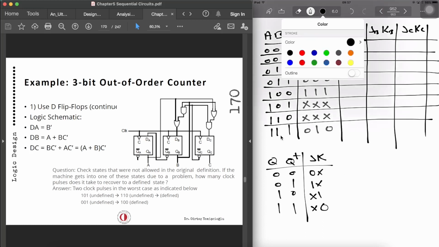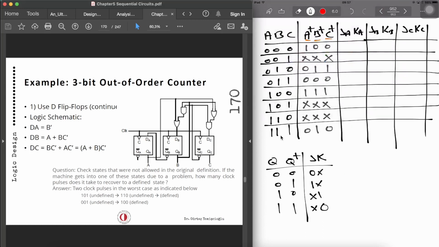Okay, so let's start with JA. JA and KA. So 0, 1. So 0, 1 means 1x. XX, these are don't cares. So I'm just putting don't cares. 0, 0 is 0x. 0, 0, it's also 0x. 1, 1 is x0. And 1, 0, it's x1.